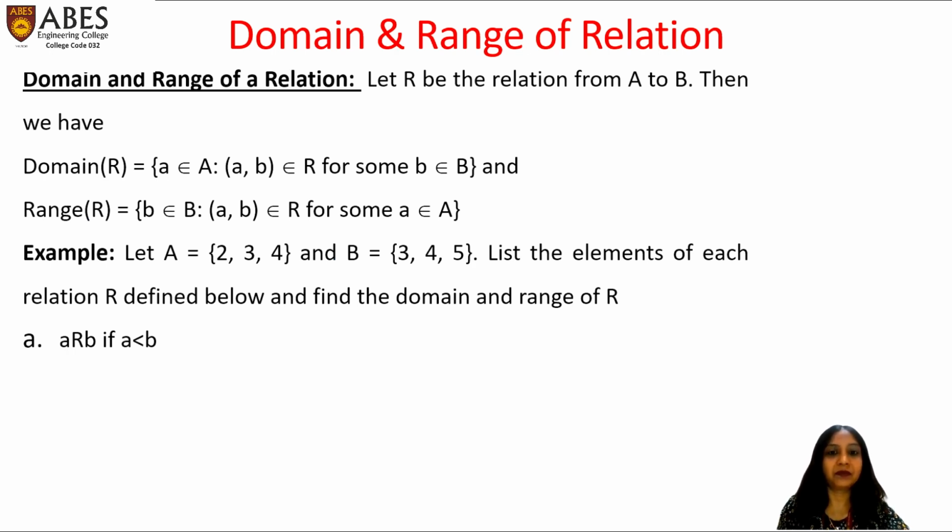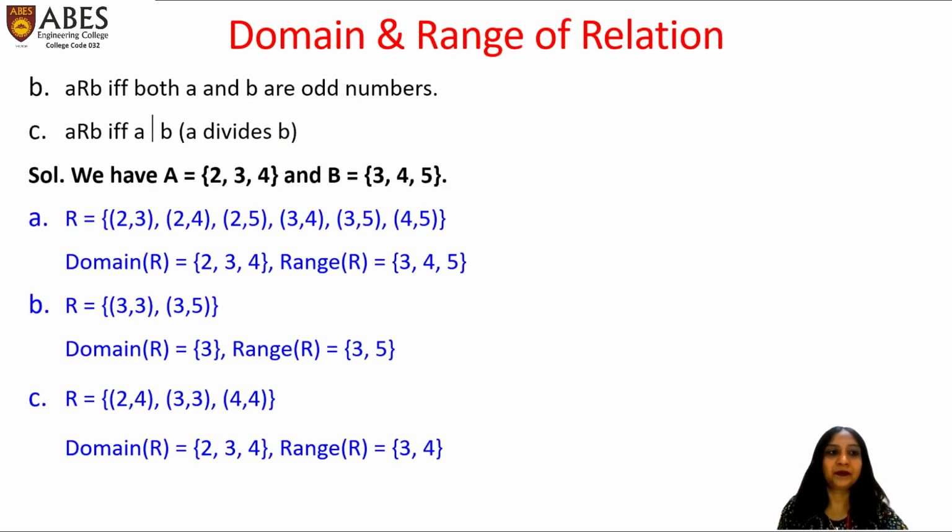Suppose I ask you to list the elements of each relation R defined below and find the domain and range of R. In part A, a is related to b if a is less than b. In part B, a is related to b if and only if both a and b are odd numbers. In part C, a is related to b if and only if a divides b.